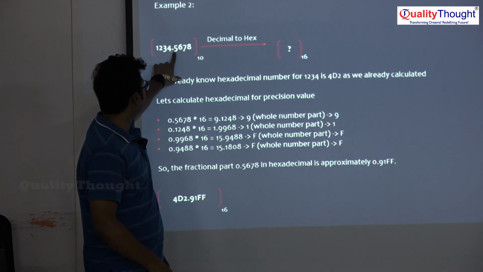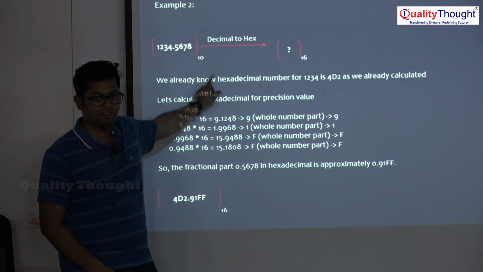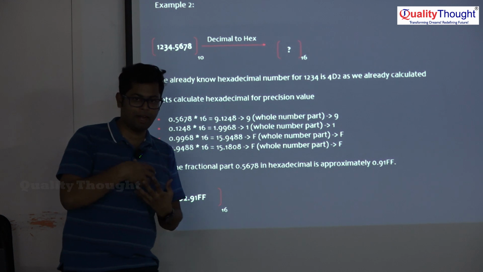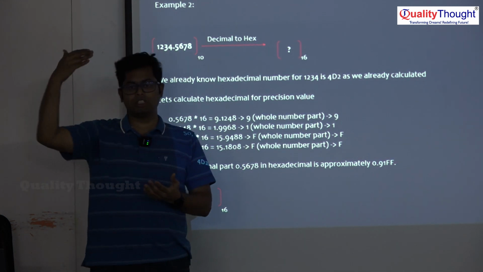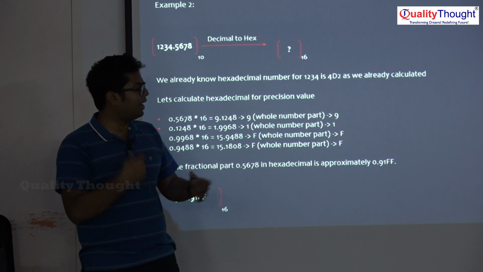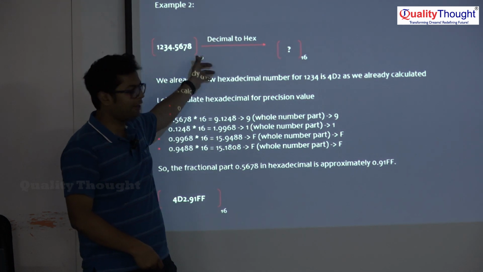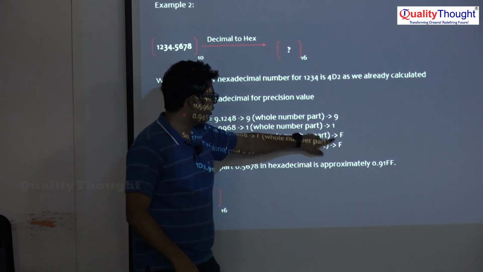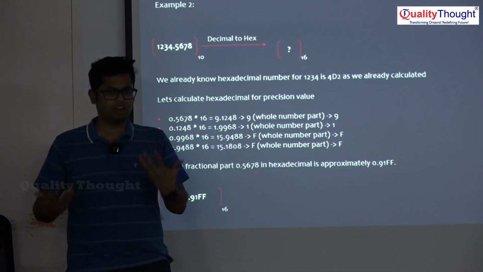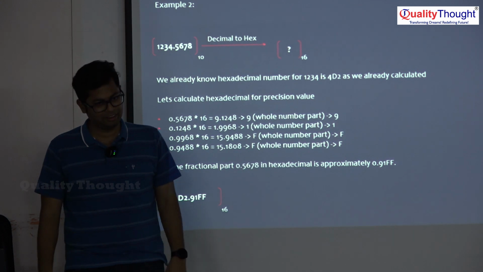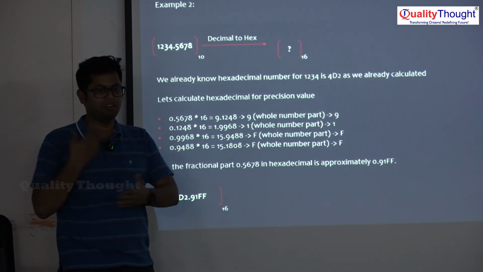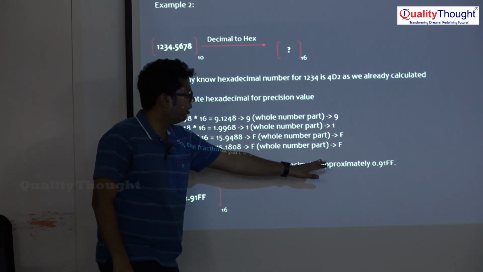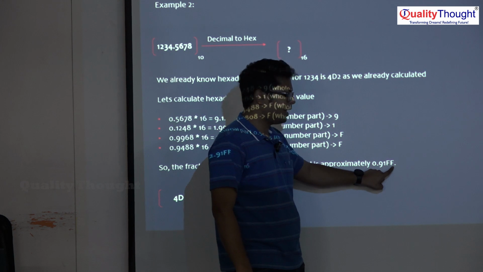We call them floating point numbers because you have a floating point, correct? So you take an integer part, divide it by 16 until the quotient becomes 0, and take the fraction part, which is 0.5678, and multiply that by 16. As it keeps giving you F, you stop there. You don't proceed more than that, because it will keep continuing. Again, it will keep giving you F continuously. So you stop here. So it's going to be 0.91FF.